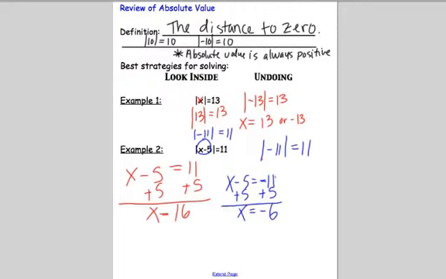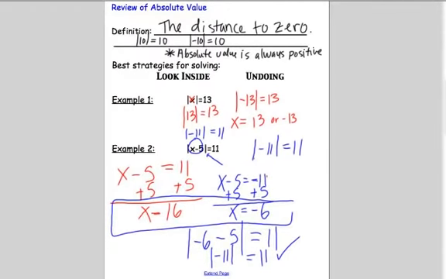Because when I plug in negative 6, the inside of the absolute value will be negative 11, making the actual answer 11 when I take the absolute value. So the two solutions to this absolute value equation were 16 and negative 6, because they both work on the inside to give me an absolute value of 11.